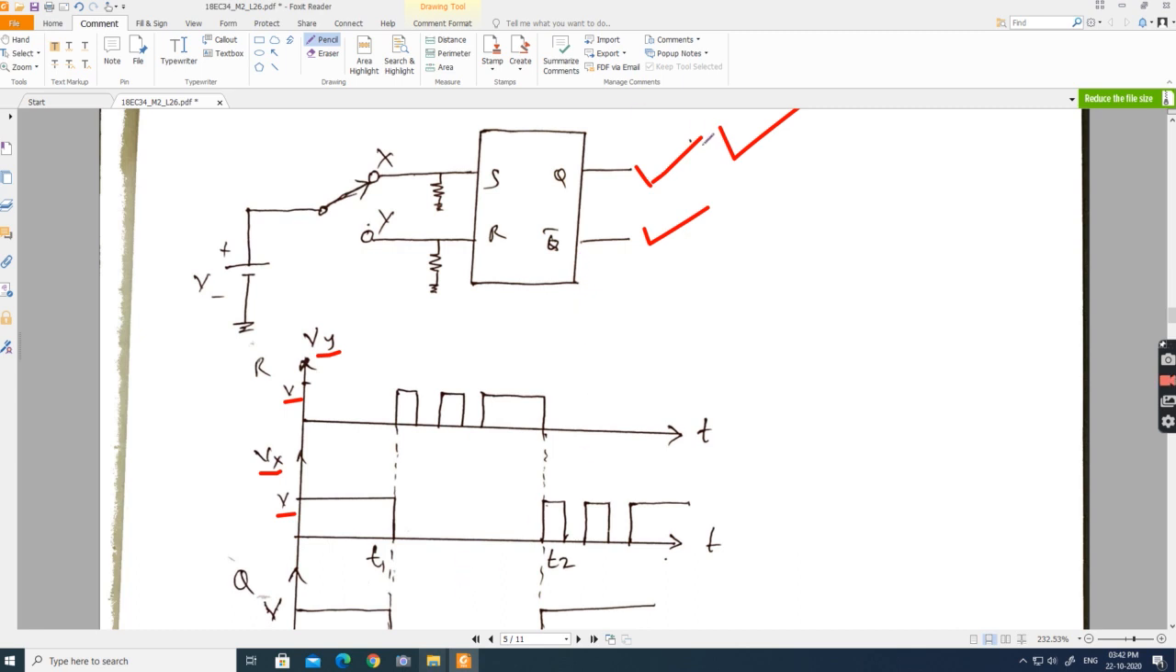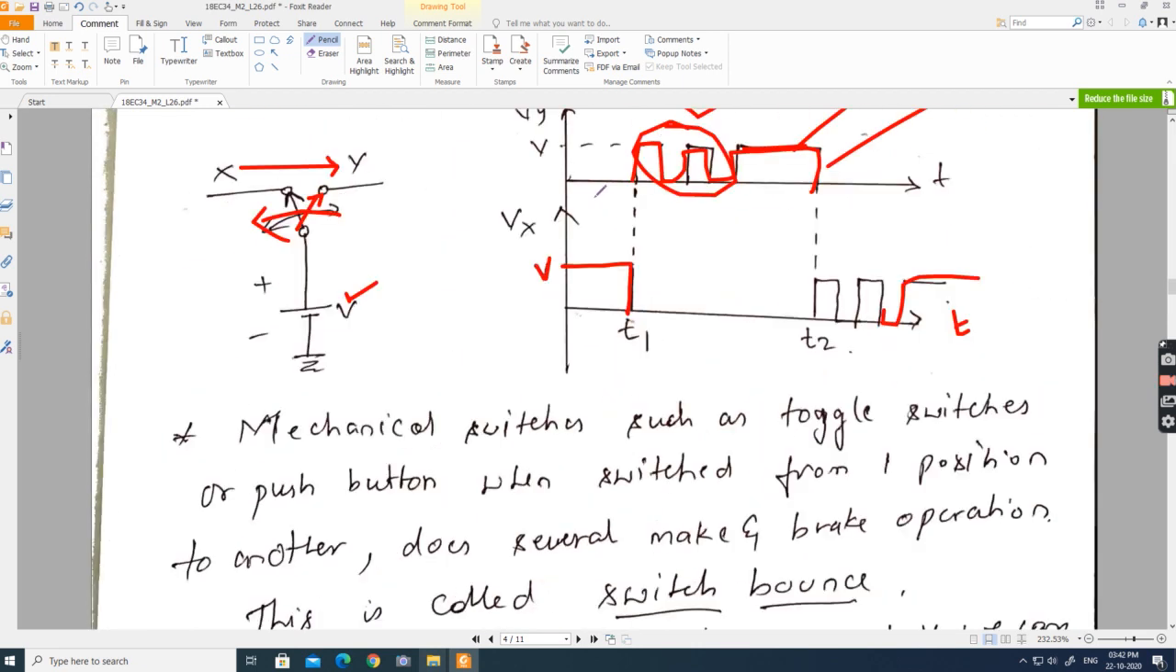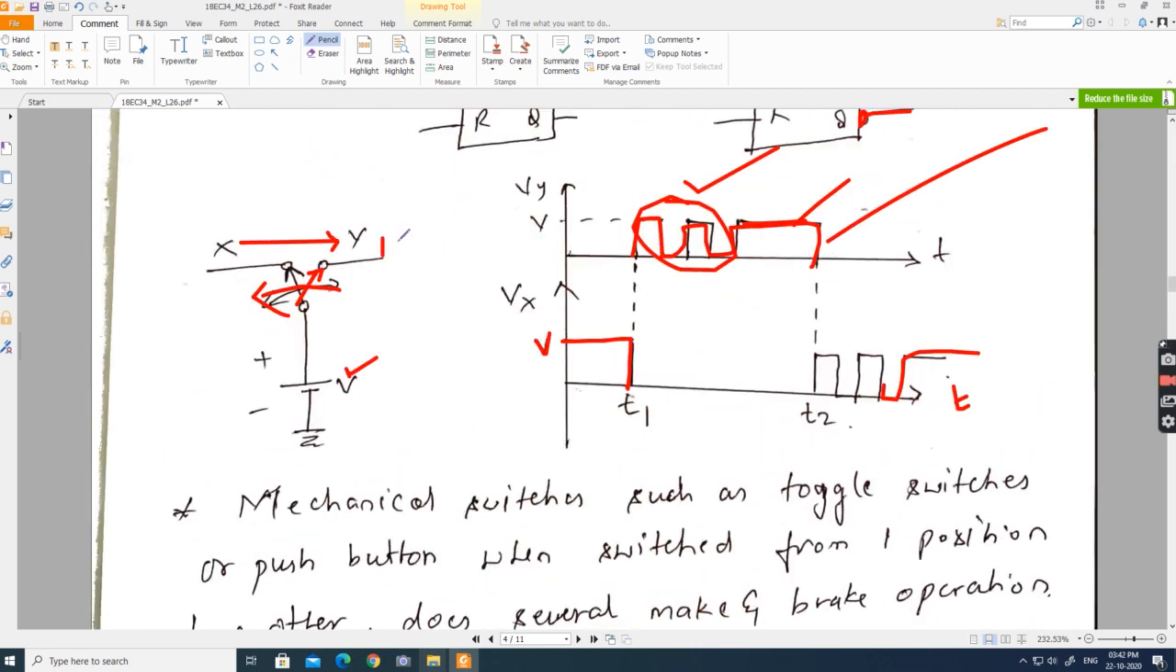At the output side, say if I connect a bulb here at point Y, what will be the condition of the bulb? The bulb will glow for 1 second, again turn off, again glow, again off, again glow, again off, and after some time it will start glowing correctly. By that time the bulb would have died. Understanding? Yes or no?